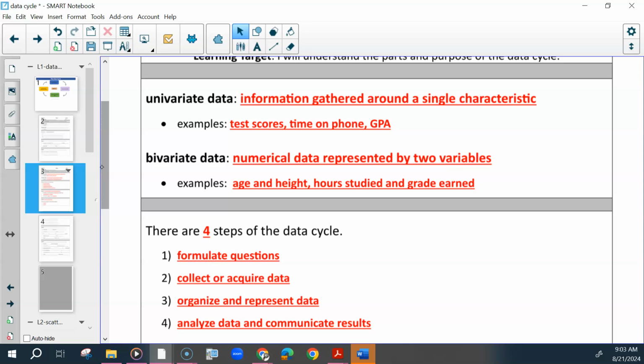We mentioned these 4 steps on the previous slide, but we have to know these and get them through again and again. The 4 steps, in whatever order: formulate questions, collect and acquire data, organize and represent data, analyze data and communicate results.